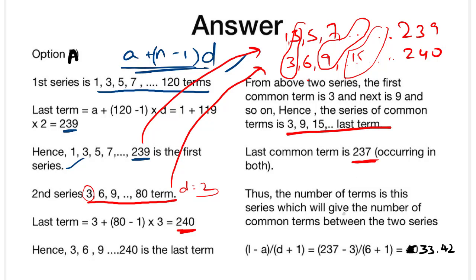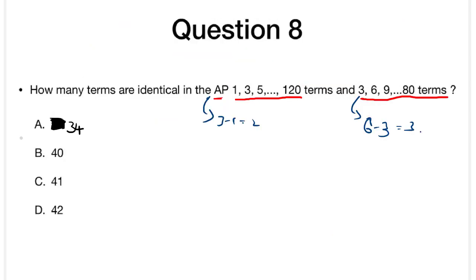What we exactly need here is the number of common terms. For that we'll use this formula: (L minus A) by D, plus 1. So 237 minus 3 is 234, divided by 7, gives 33.42. The nearer option is 34, so we'll go with 34.